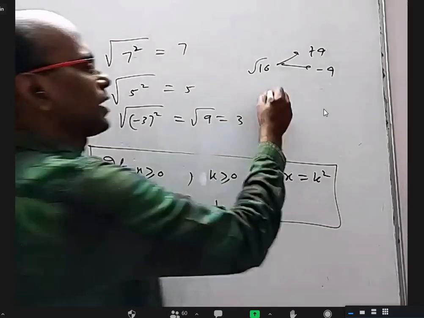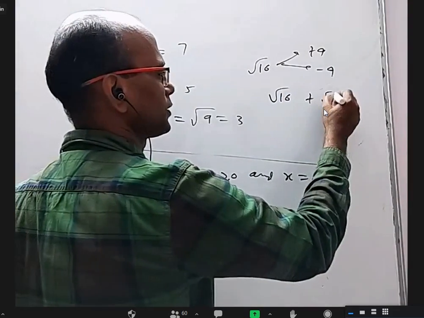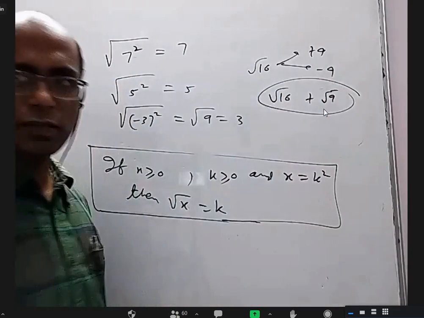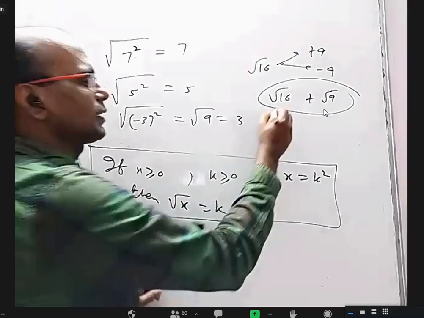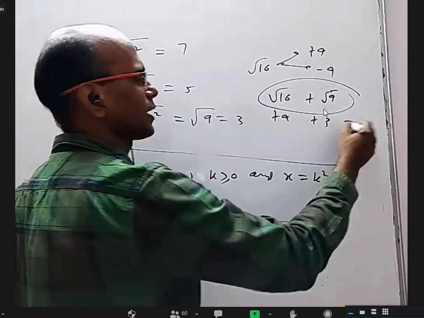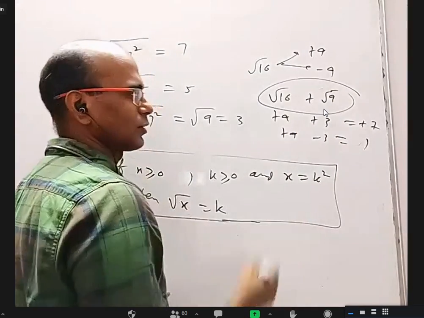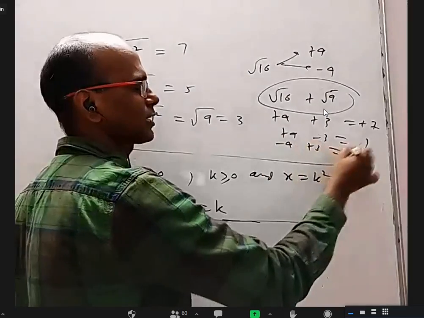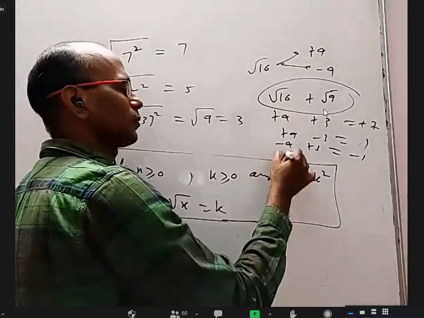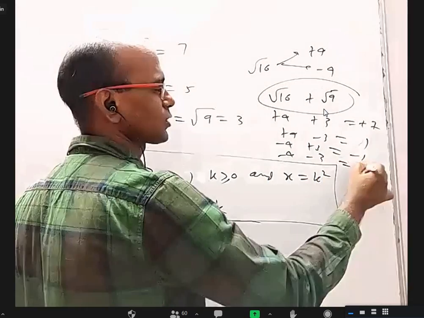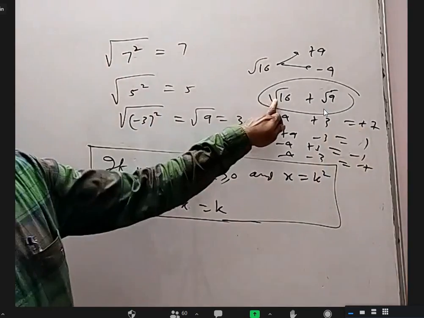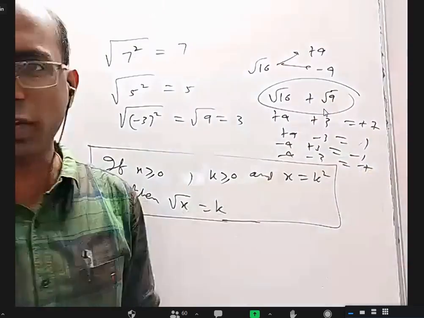For example, if I ask you root 16 plus root 9, you know how many answers will be there? 4 answers. Somebody takes this as plus 4, this as plus 3, then the answer will be plus 7. Somebody takes plus 4 and minus 3, the answer will be 1. Somebody takes minus 4 and plus 3, the answer will be minus 1. Somebody takes both minus 4 and minus 3, the answer will be minus 7. If you take 2 answers for this and 2 answers for this, in total that gives 4 answers.